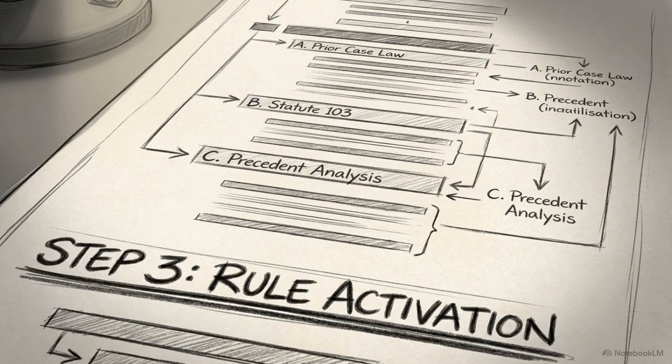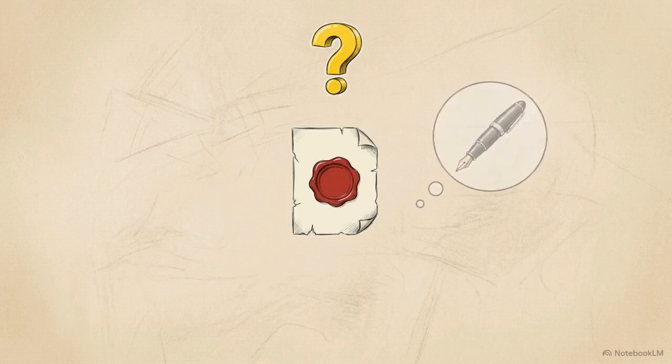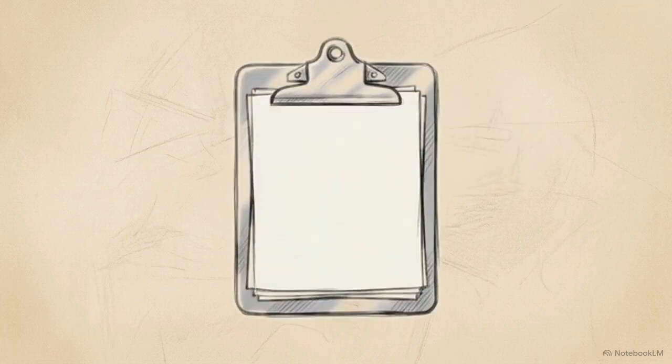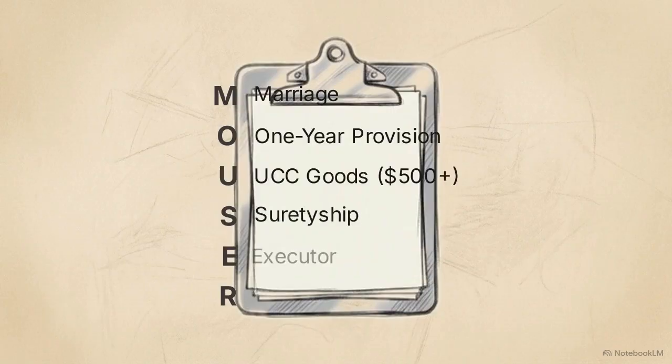Now you are ready for your third major header, Statute of Frauds, Trigger. In this section, you are answering one central question. Does the law require this specific contract to be in writing? To answer that, use the M.O.U.S.E.R checklist. It covers the 6 contracts triggering the statute: marriage, the 1-year provision, UCC goods, suretyship, executor, and real estate.